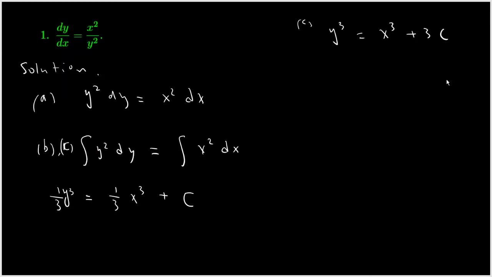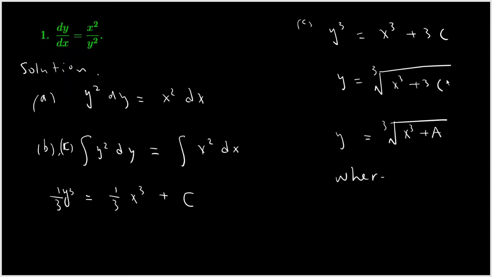At this point, you could replace 3c with another c or a or whatever notation you want, okay? But if you want to solve the equation for y, y is equal to the cube root of x cubed plus 3c. If you want, you could write y as the cube root of x cubed plus a instead. And then you can say something like where a is an arbitrary constant.